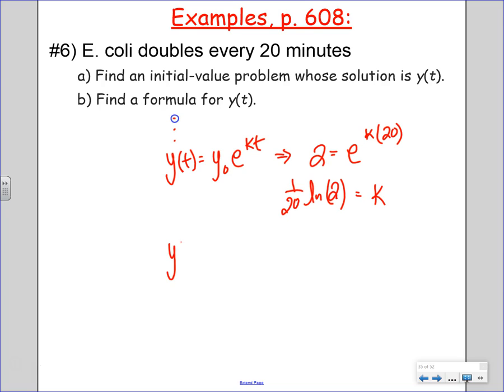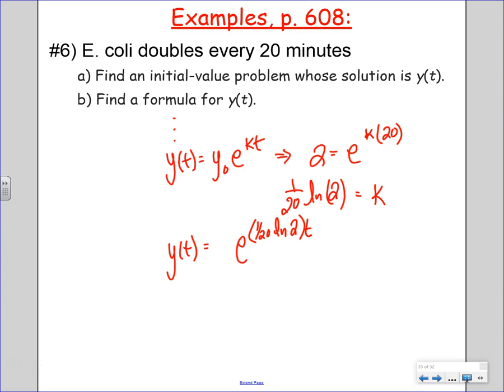Can we? No, because we still need an initial amount. It's still dependent on what your initial amount is. So we can do our... because we can't just plug in time as 0. 1 over 20 ln of 2 times t, right? This k might make a little more sense now, because it's 1 over t times ln of 2, the doubling over the time it takes to double.